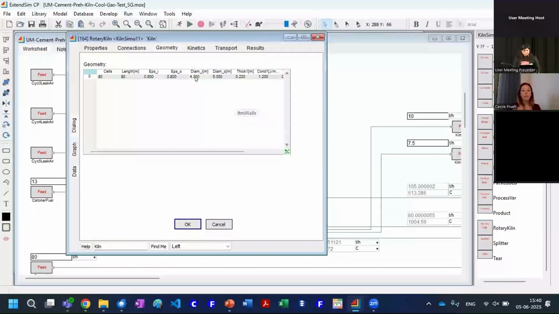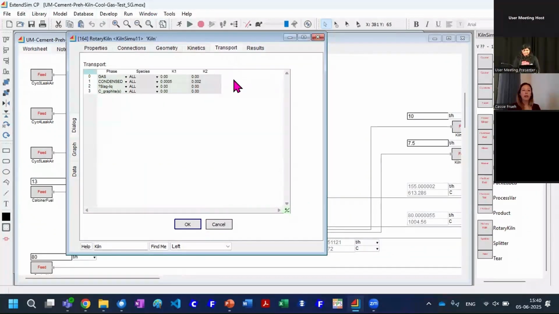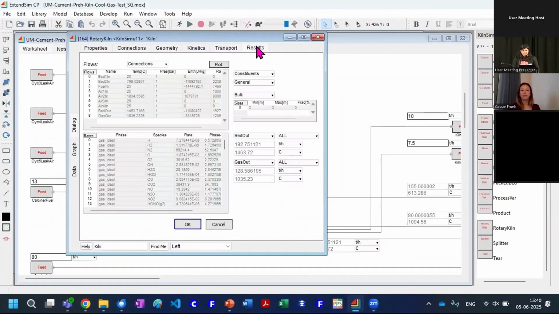The kinetics and transport tabs, I will briefly talk about, but they are ways to control the kinetic models and also ways to build in particle size distribution. We do not have a direct input for particle size distribution, but you can control it through the kinetics and transport tab. And if you click the results tab, you can automatically see results inside of XtendSim.